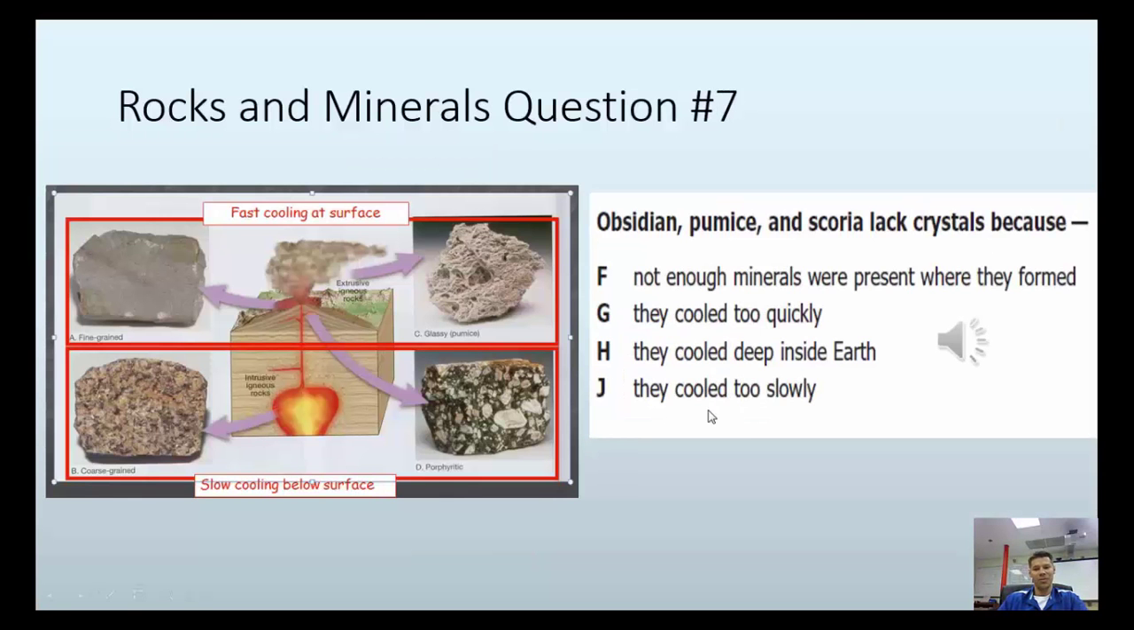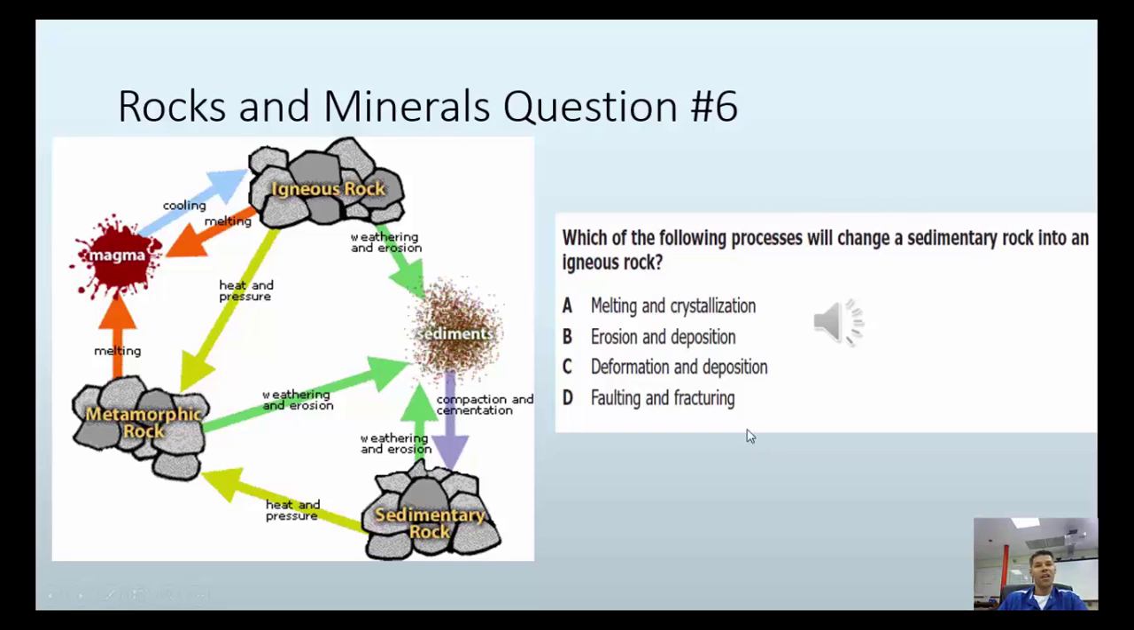Okay, the rock cycle. The rock cycle is the process of changing one type of rock into another type of rock into another type of rock, and eventually it melts back into magma, and the whole cycle goes again and again. So this question is, which of the following processes will change a sedimentary rock into an igneous rock?